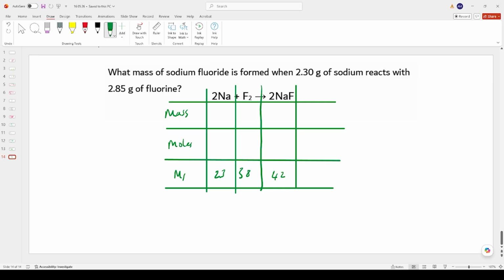Okay. Molar ratio. We need a molar ratio somewhere. 2, 1, and 2. Okay. Any masses? What mass of sodium fluoride is formed when 2.3 of sodium? 2.3. Filling them in. 2.85. Oh my days. I didn't even need to draw a table.